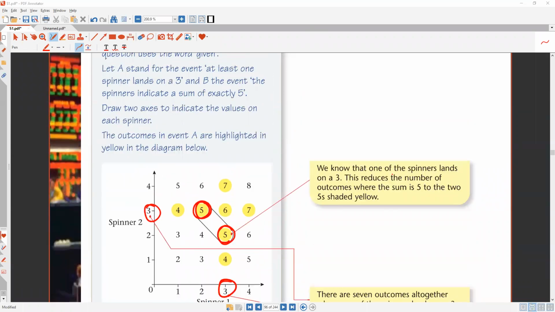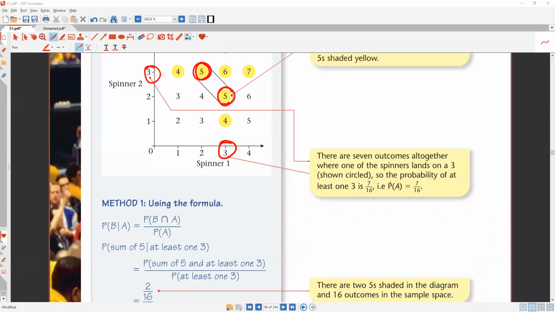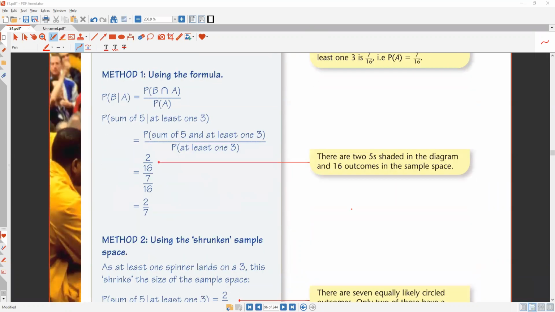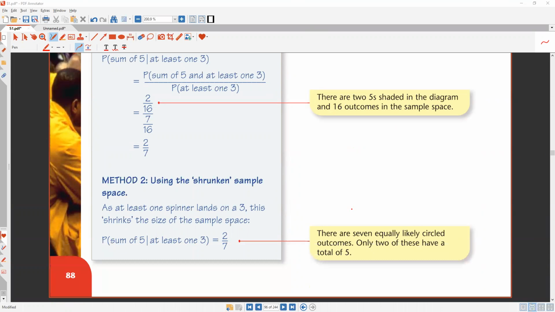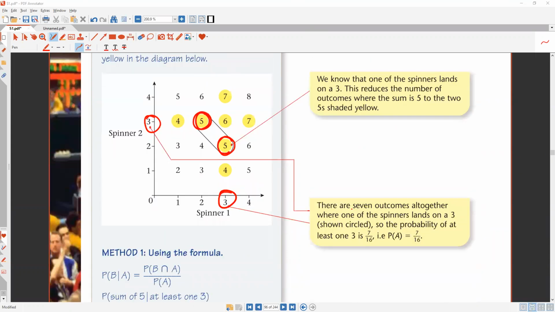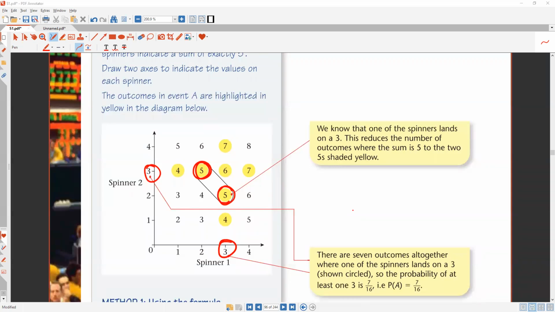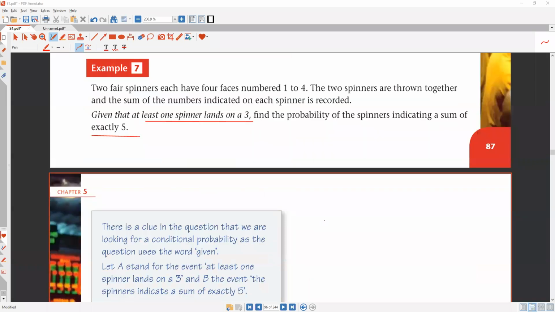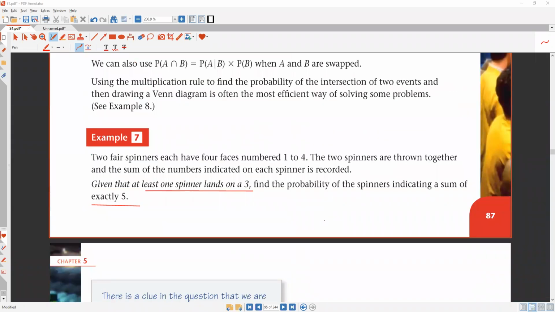Okay now. So এটাকে বলা হয় conditional probability. So এখানে লিখছে using the shrunken sample spin lands on 3, 2 by 7. They said probability it lands on given that it lands on 3, মানে ওই দুটোটা স্পিনার থেকে একটা স্পিনার তো 3 তে ল্যান্ড করতেই হবে, and the sum of both of them should be 5.